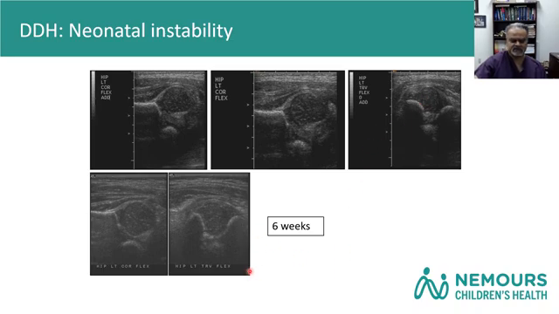And at 6 weeks of age, you can see now that the hip is seated beautifully against the triradiate, more than 50% covered, and on flexion on both the transverse and the coronal views, there is no separation at all, indicating resolution of the previously noted instability.